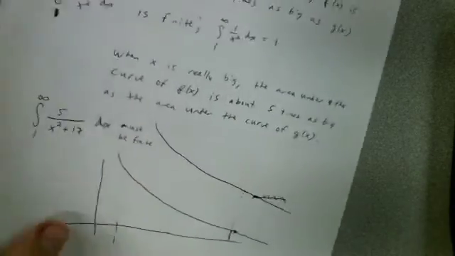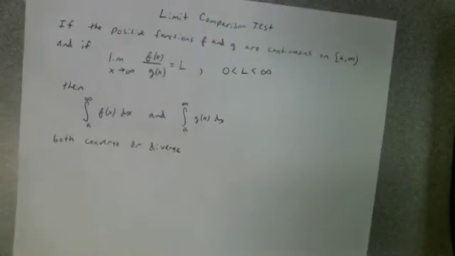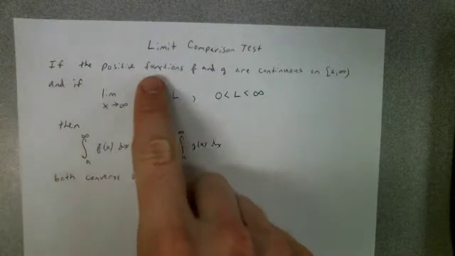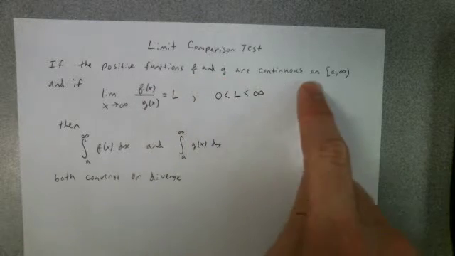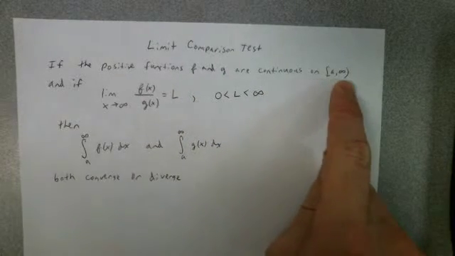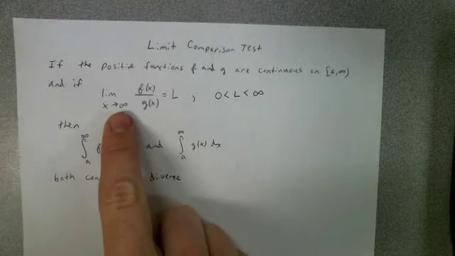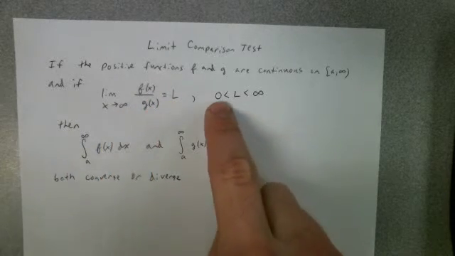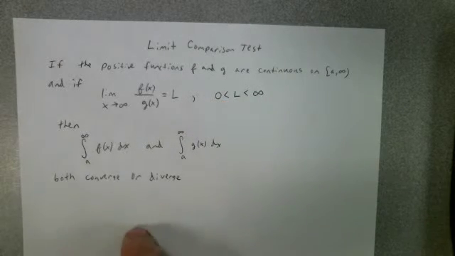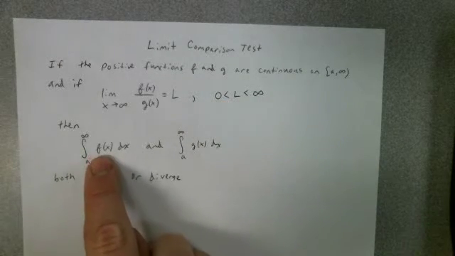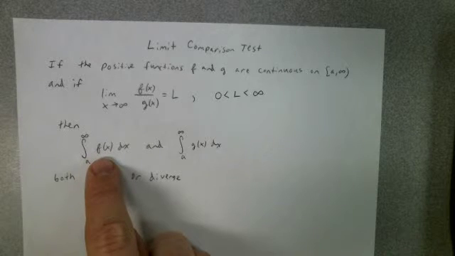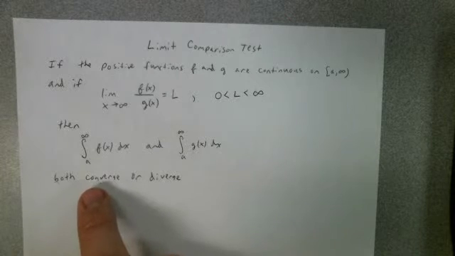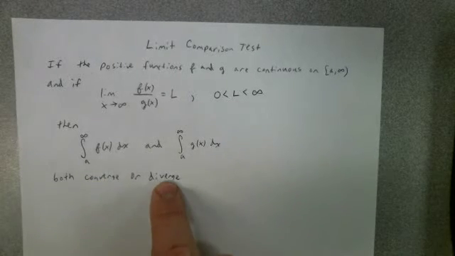So this idea is the limit comparison test for integrals. It says, if the positive functions f and g are continuous on the interval a to infinity, and if the limit as x goes to infinity of f of x over g of x is L, where L is between 0 and infinity, then the area under the curve of f and the area under the curve of g must either both be finite or both be infinite.